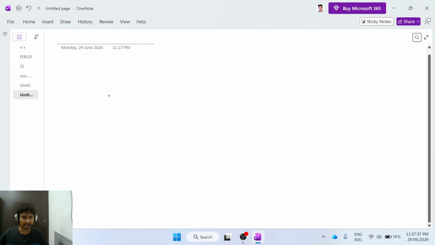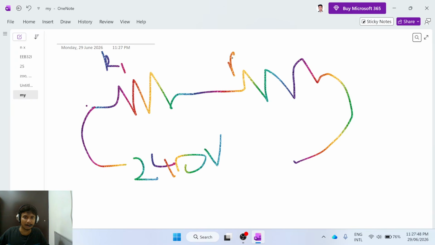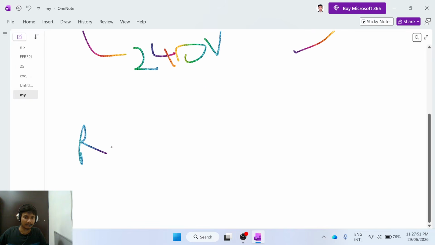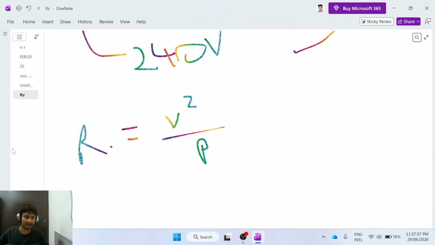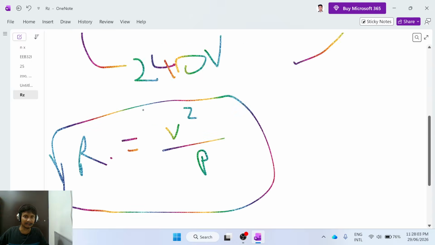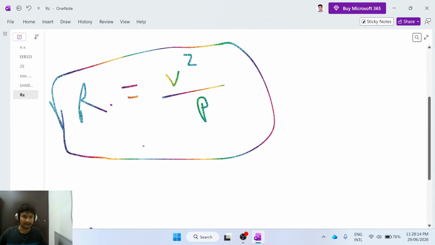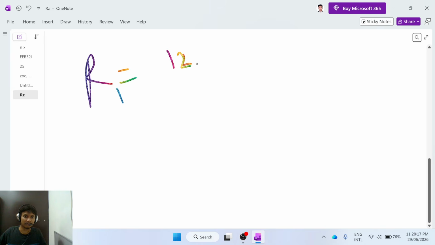Now there are two resistors across 240 volt. This is R1. This is R2. R is equal to V square by P. Now R1 is equal to V1 square by P. What is V1? V1 is the voltage of the first bulb, that is 120 volt.